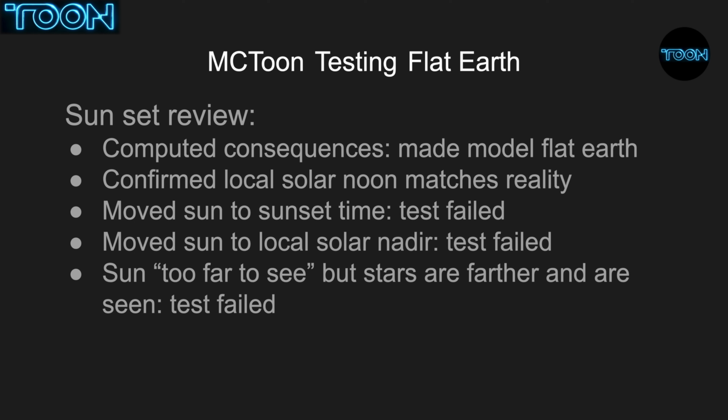And we moved the sun to the sunset time. It was still too high. We couldn't see it. Stuff's in the way. Didn't expect it. But in the middle of the night, which is local solar nadir, we could still see the sun. That's the prediction. But in reality, we didn't. And the sun was too far, but the stars, which are farther, are still seen. So test failed. Flat Earth falsified.